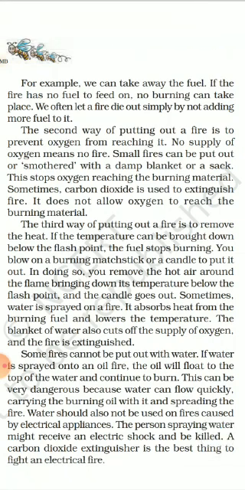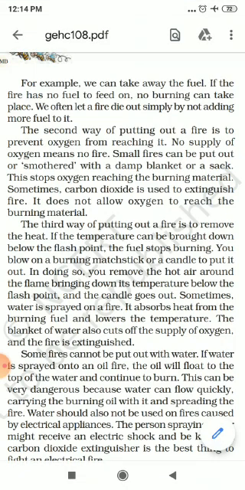The second way of putting out a fire is to prevent oxygen from reaching it. As you know, dear children, no fire is possible without oxygen. So if we stop oxygen from reaching there, then fire is not possible. No supply of oxygen means no fire. No oxygen is equal to no fire.